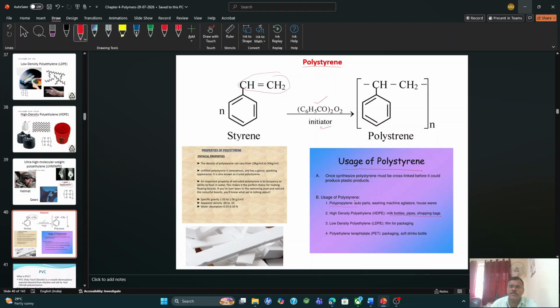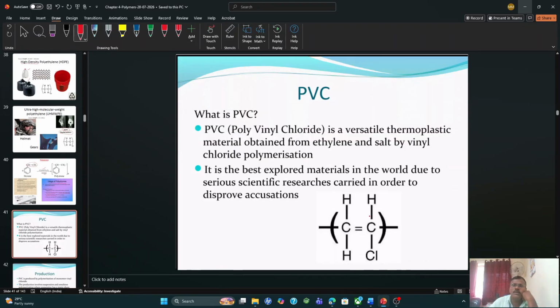There are other polymers also given here, but at this place only these two are enough. Low density polyethylene is used for polythene bags for carrying food materials and vegetables. High density is used for buckets and larger size polythene bags. Next one is PVC. What is PVC?